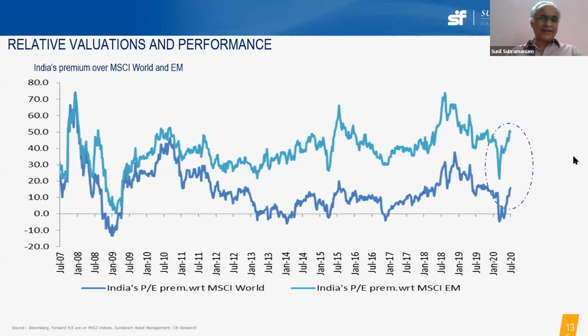What I've circled on the right hand side, you can see the bounce back in the premium, which means FII money came in and boosted up the market. But the correction in the premium was one of the reasons that FII money came into India.